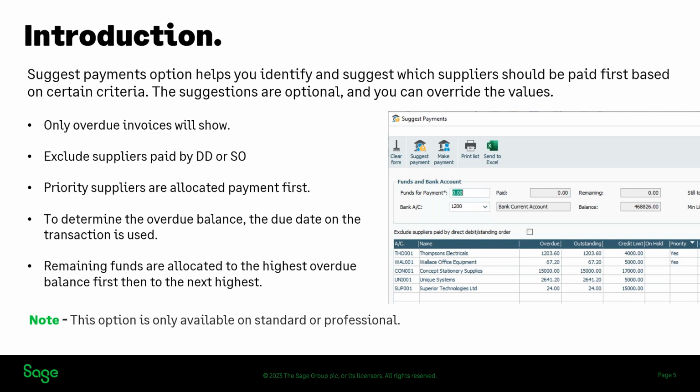To determine the overdue balance, the due date on the transaction is used. If any funds for payment remain after all priority suppliers are paid, the remaining funds are allocated to the next highest overdue balance first, and then so on and so forth. Please note this option is only available on the standard or professional variant of the software. What I'm going to do now is go straight into our software and we'll see what this looks like.